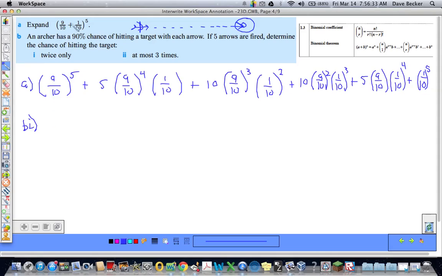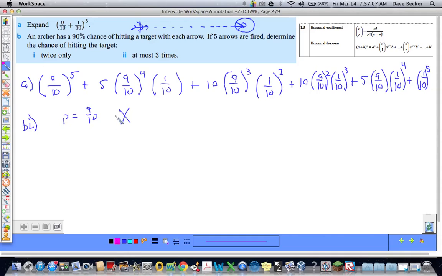So 90%, well, that's 9 out of 10. So this is the success, this is the failure. So how do we figure that out? The probability of success with each arrow is P equals 9/10. We just talked about that. Okay? So if we let X be the number of arrows that hit the target, then the expansion in A gives the probability distribution for X, right? So what does this mean?